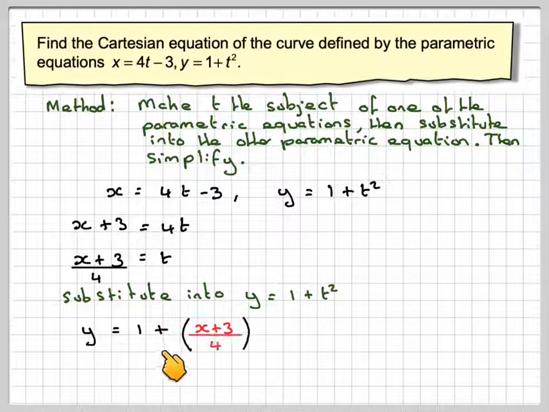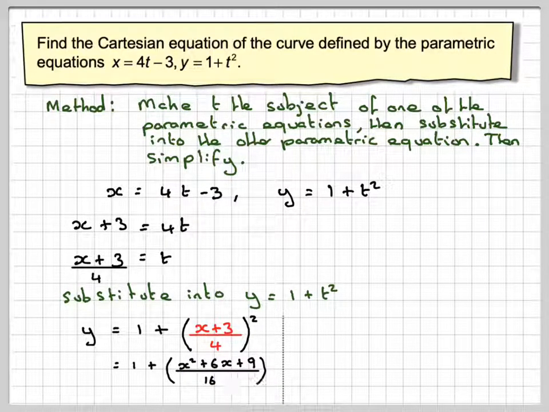We get y is equal to 1 plus ((x plus 3) over 4) all squared, which is 1 plus (x squared plus 6x plus 9) over the square of 4, which is 16. So we've squared x plus 3 and squared the 4.